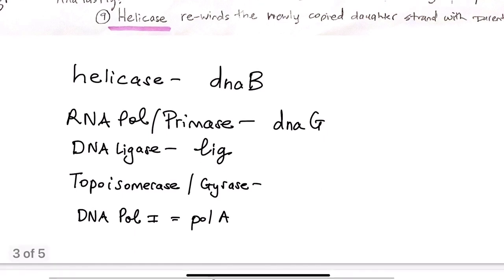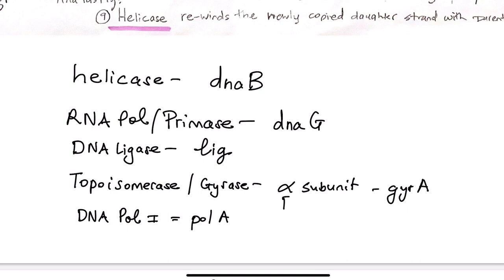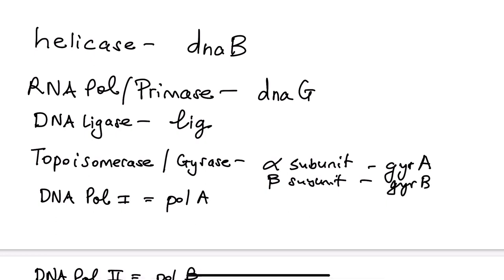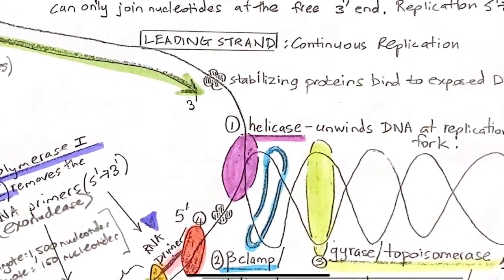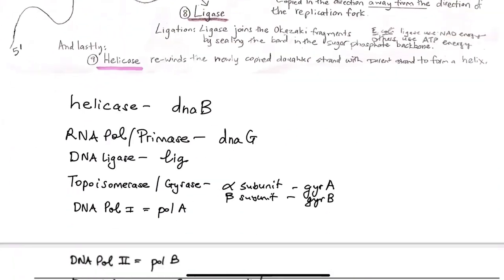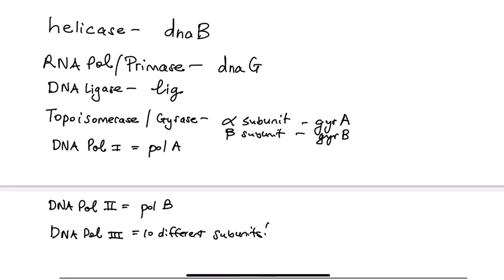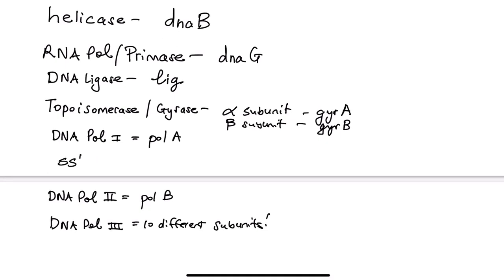Topoisomerase or gyrase is coded for by an alpha subunit, first of all, of the gene GYR-A, and then also a beta subunit, and that would be B, so GYR-B. Our single-stranded stabilizing proteins that we drew in here on our diagram, of course, proteins will also be coded for by genes, and the gene involved here for the single-stranded binding proteins is the SSB gene.